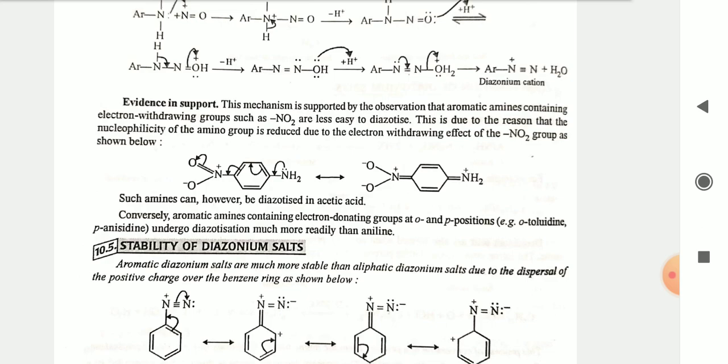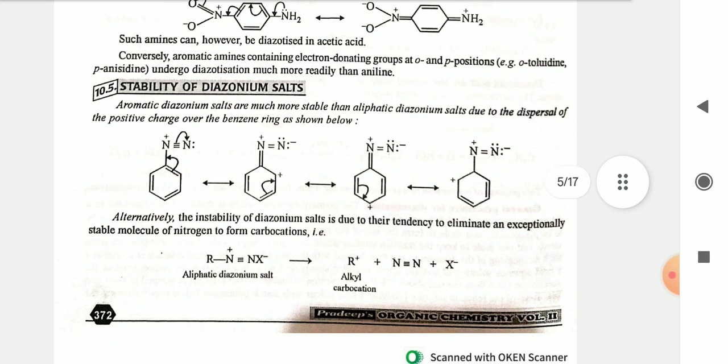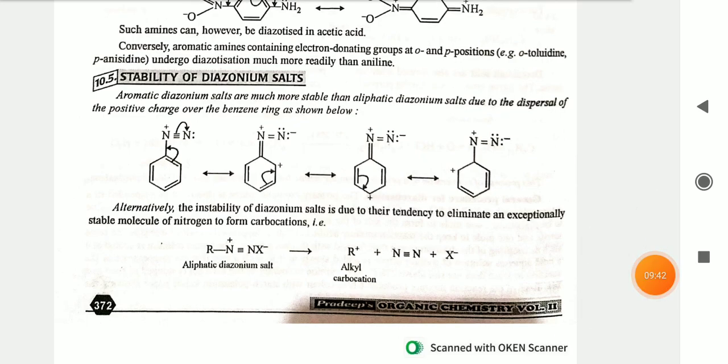Stability of diazonium salts. Aromatic diazonium salts are much more stable than aliphatic diazonium salts due to the dispersal of positive charge over the benzene ring, as shown below. Alternatively, the instability of diazonium salts is due to their tendency to eliminate an exceptionally stable molecule of nitrogen to form a carbocation. Example: aliphatic diazonium salt will give alkyl carbocation plus N triple bond N plus X negative.